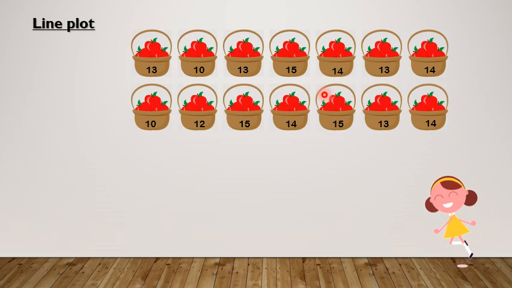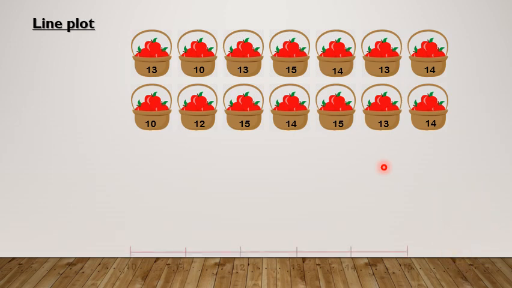So she used the line plot. A line plot is a way to represent repeated data. So let's see how we're going to use it. Here I have some baskets that have apples, and I want to use a line plot to represent them.